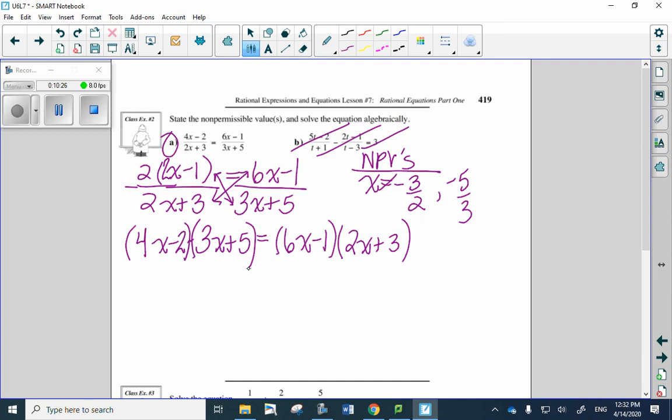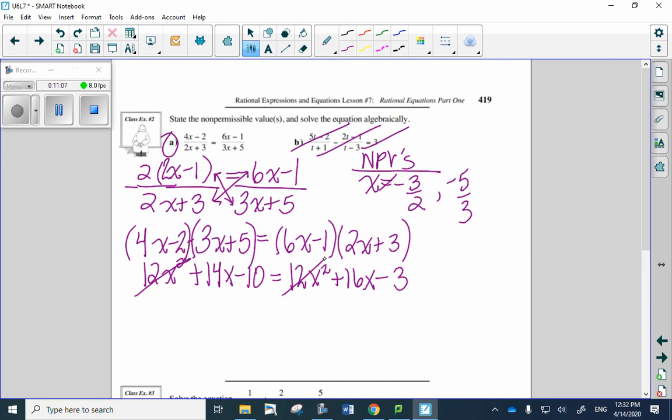So when I FOIL on the left-hand side, I'm going to have 12x squared plus 14x minus 10 equals, this is going to be 12x squared plus 16x minus 3. Okay, so now I notice that I have some x squareds in this one. What do you notice about the x squareds though? They're both 12x squared. So no matter what, when I move one of them to the other side, they're going to cancel out. So I can just right away cancel out the 12x squareds.